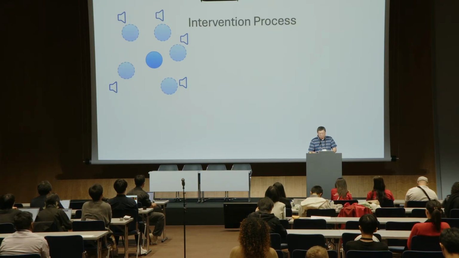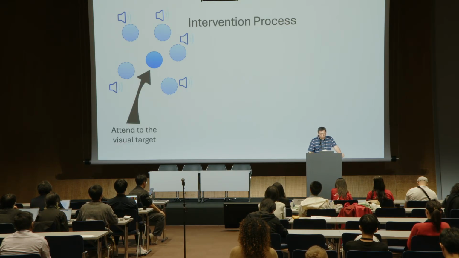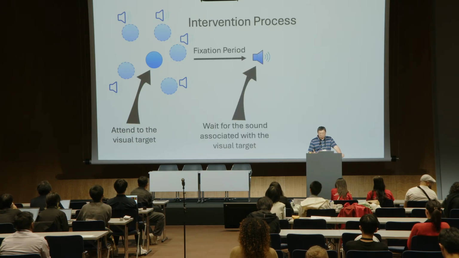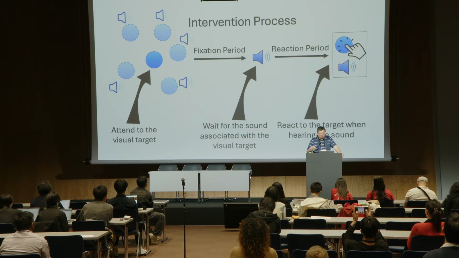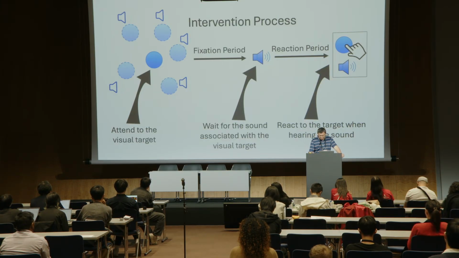Here we illustrate the intervention process on the clinical side. Typically, an individual needs to attend to a visual target, which is surrounded by visual and audio distractors. While they are attending to the target, they wait for the sound associated with the target to be played, and then they need to react to the target when hearing the sound. This intervention process needs to be repeated with new targets and sounds.